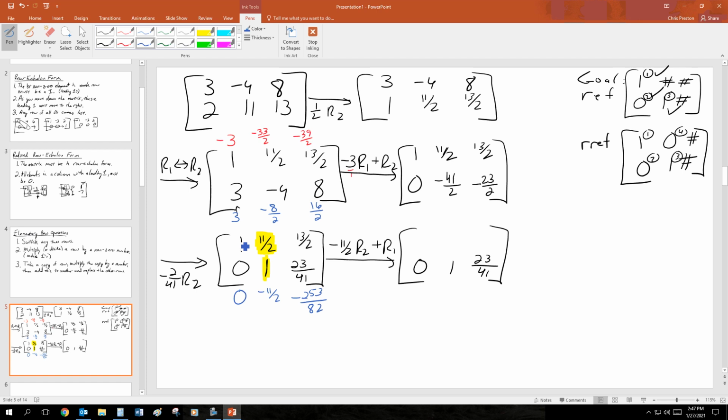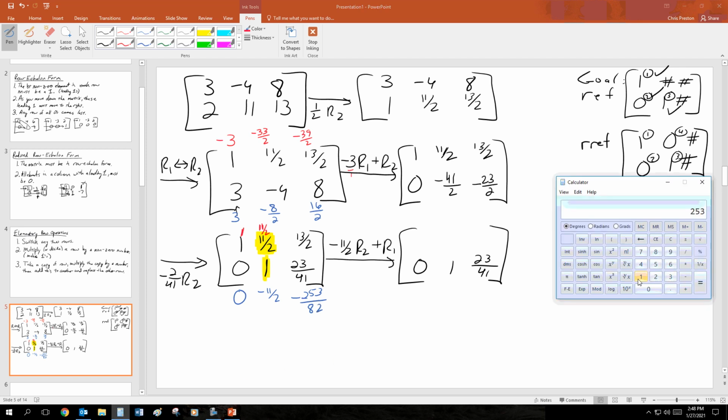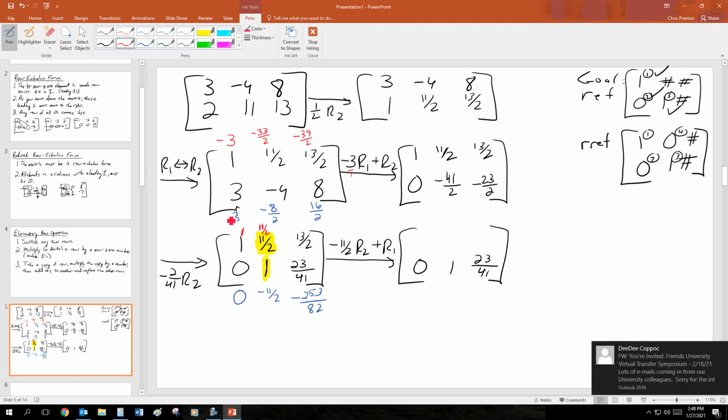So now I want to add that to the top row. And this time the top row, I'm going to leave this as a 1. I'm going to leave this as 11 halves. But now I need to have a common denominator, 82. So I need to multiply 13 times 41. Figure out what that is. So 13 times 41. And there are calculators that you can just do this, add the fractions. 533.